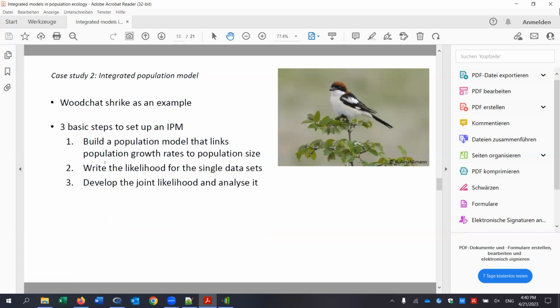And then we want to construct such a model. We assume here to have data on woodchuck shrikes. Some of you may have been lucky to also see it on the excursion on Wednesday. So this beautiful bird here. If you set up an integrated population model, I always think it is nice to think about three typical steps. The first one is to define the population model, the stage or age structured population model. The next step is to write the likelihood for each data set that we have. And the last step is to make the joint likelihood, to have the full integrated population model and then analyze this likelihood.